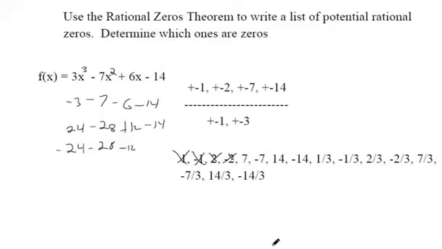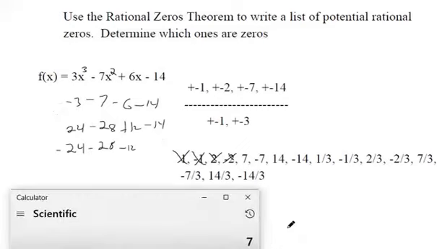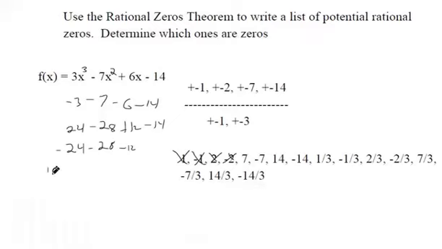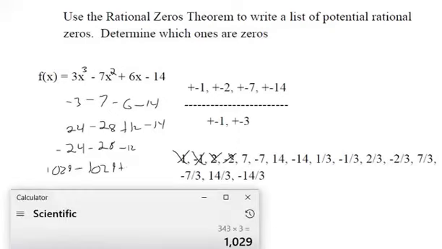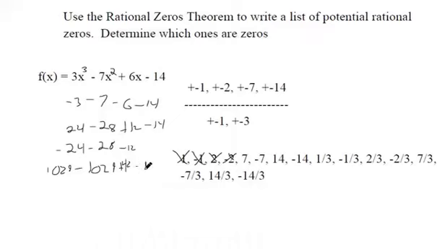Let's plug in 7. 7 to the third, some huge number. 1029 minus 7. That's going to be 7 to the third again, right? Because 7 times 7 squared. And then 7 times 6. This isn't going to work either. 42 minus the 14. That doesn't make 0, so this doesn't work. And negative 7, I can tell you right now, is not going to work because it's going to give you negative 1029. That's still minus. That's far off. Maybe 14.